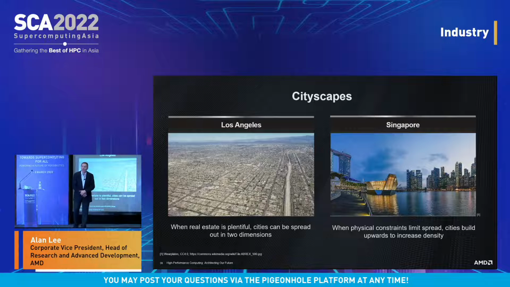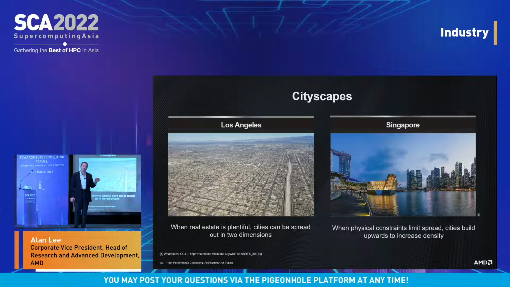The first one I'll discuss is cityscapes. Now, I happen to live in the United States of America, and I've lived both in Texas and in Los Angeles. And when you have a lot of space to spread out, your cities become these long, flat, two-dimensional expanses, such as Los Angeles, such as Houston, Texas, right?